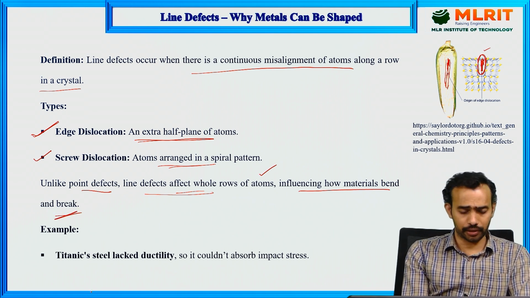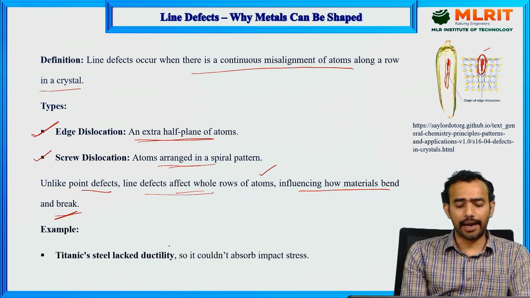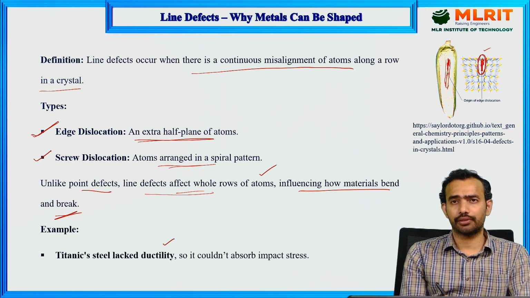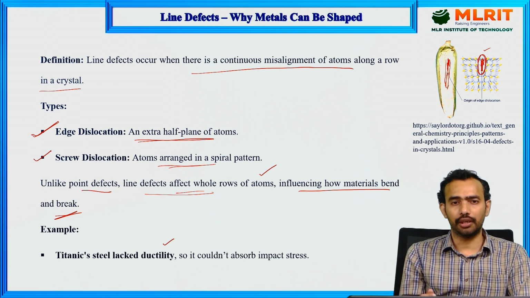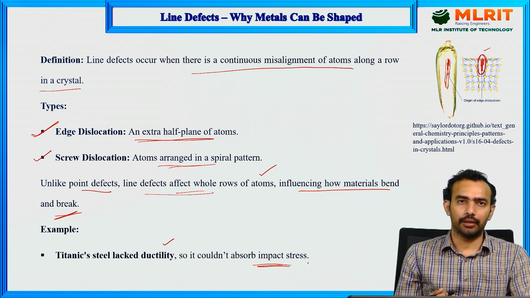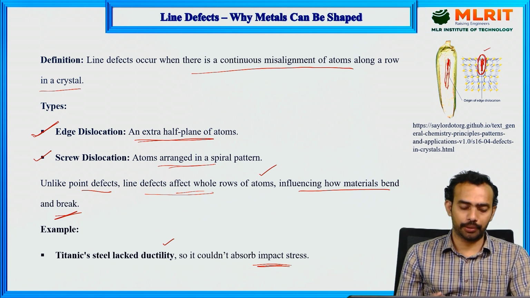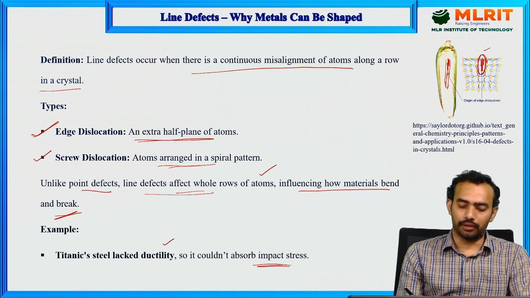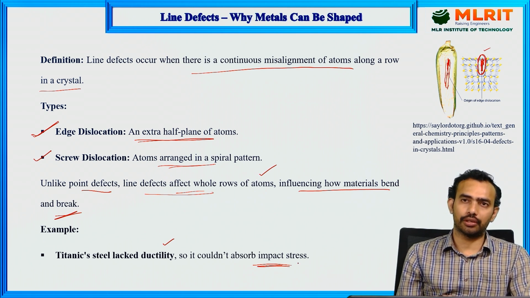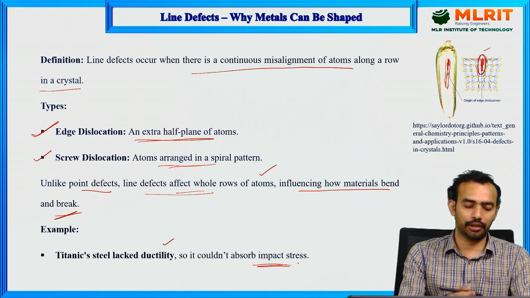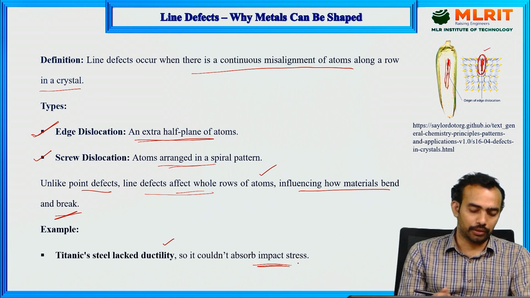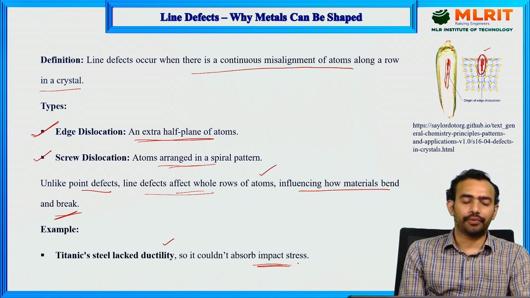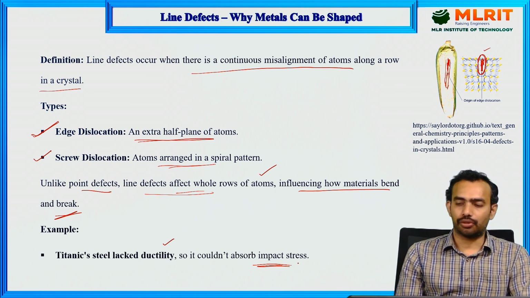In the case of Titanic steel, the steel lacked ductility because of a high sulfur content, which reduces the ductility and induces brittleness, and it couldn't absorb the impact strength caused by the ship interacting with the iceberg. That caused huge impact stress, and because of that impact strength, the material couldn't absorb it completely, and so it saw a catastrophic failure.